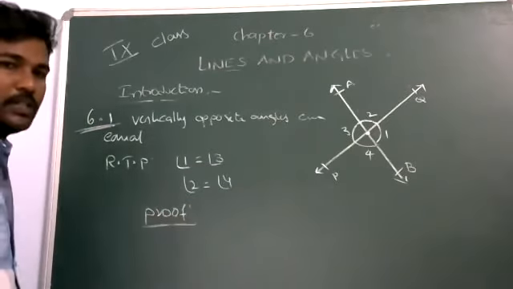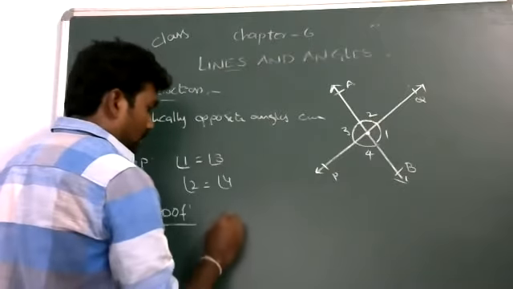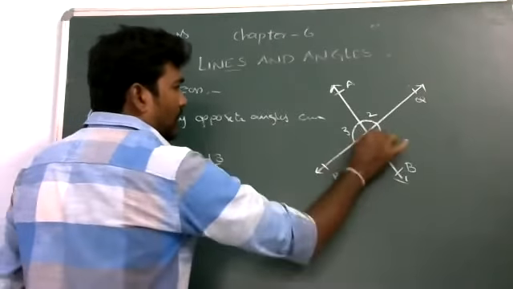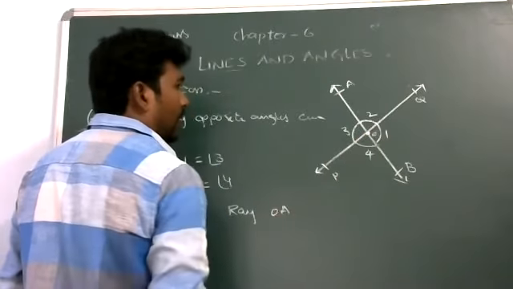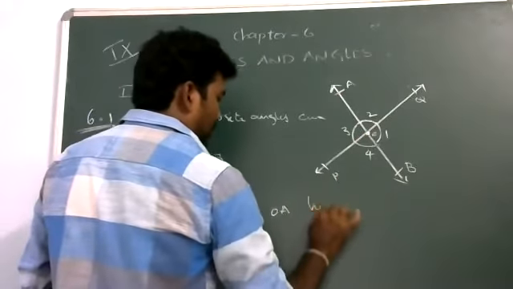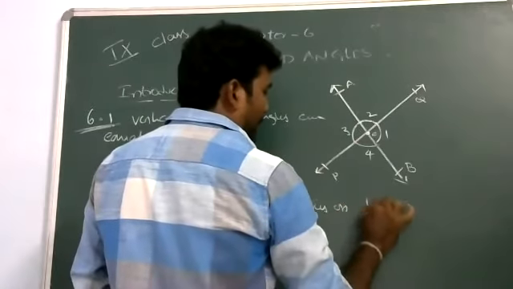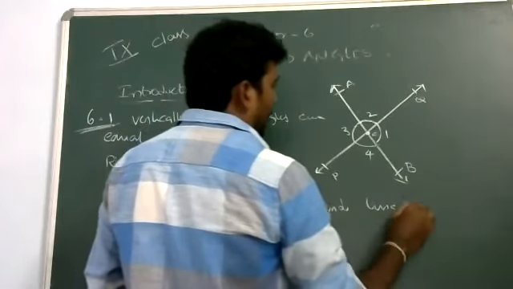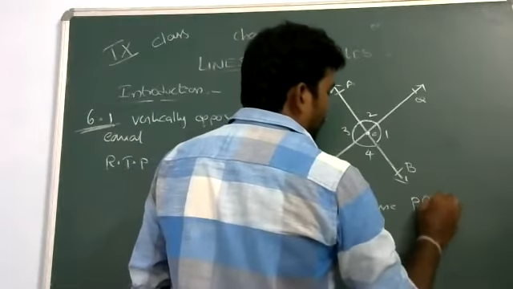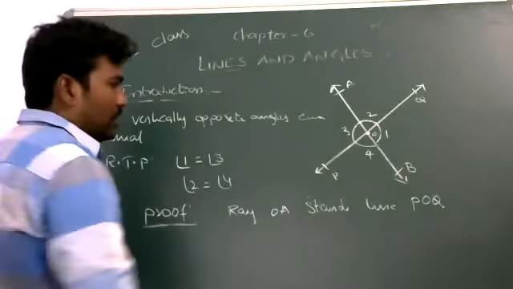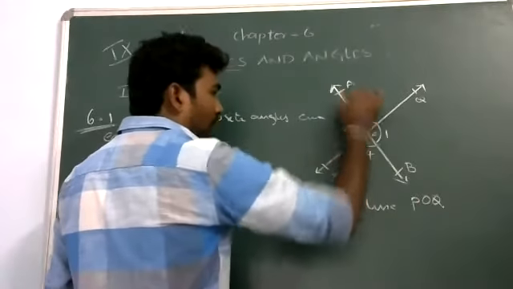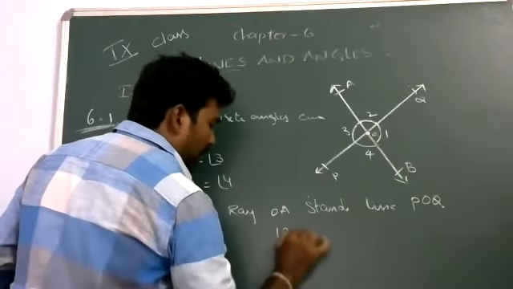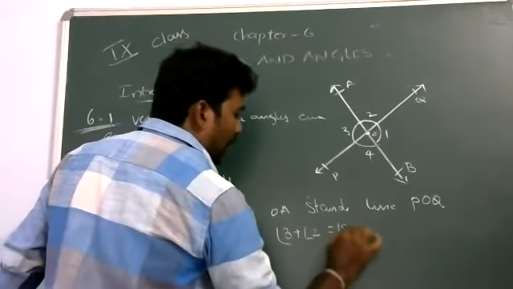Comes to the proof now. So already we know that ray OA lies on, otherwise stands on, line POQ. Here you can see OA is a ray. This ray stands on POQ. So then angle 3 plus angle 2 is equal to 180 degrees.